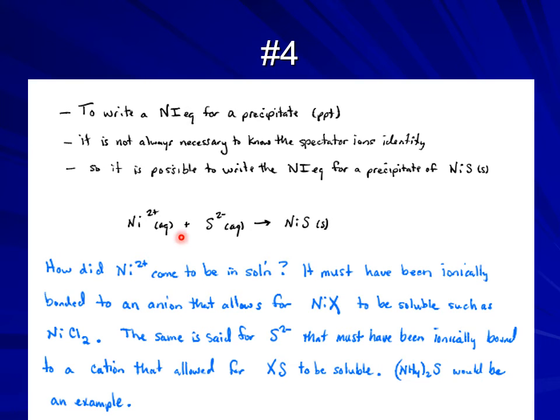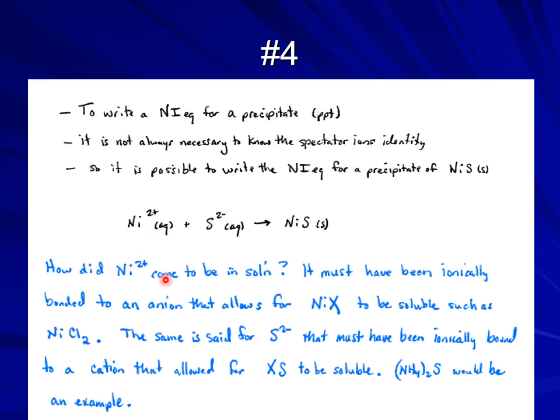Okay, so number 4. To write a net ionic equation for a precipitate, often abbreviated lowercase ppt, it's not always necessary to know what the spectator ions are, so we just don't need to know them. So it's possible to write net ionic equations for the precipitate of, in this case, nickel 2 sulfide, which is insoluble. So what do we have? Well, if it were soluble, nickel 2 is aqueous starting out, combining with sulfide, which would be aqueous starting out, and that would form nickel 2 sulfide here as a molecular solid. That's the net ionic equation. I don't need to know the spectator ions, and it's balanced, so it's good to go.